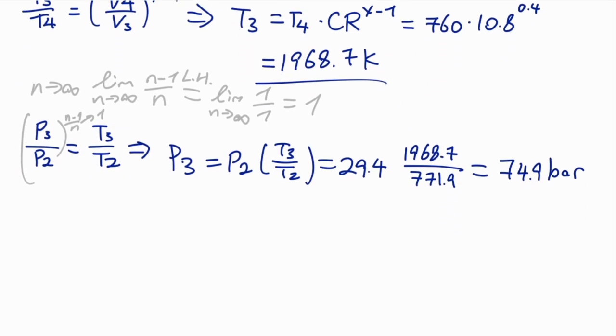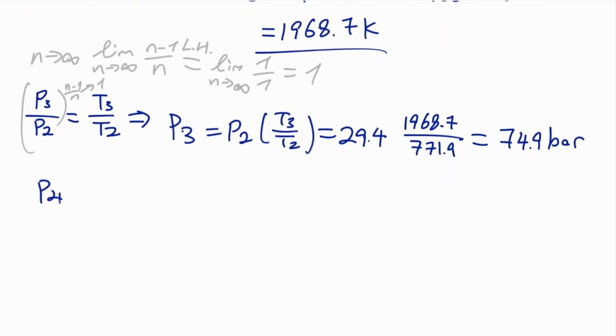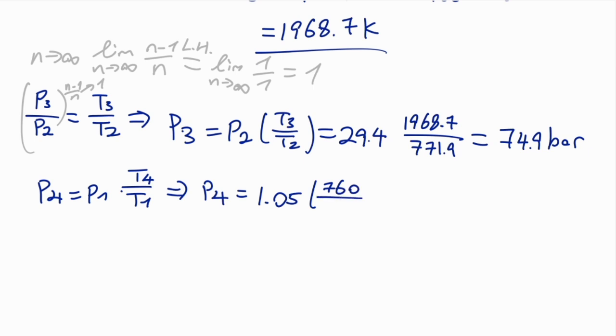Next up, let's go with P4. That's also our last term, right? So what else will we go for? P4 is equal to P1 times T4 over T1. So this is going with the isochoric route. P4 is equal to 1.05 times 760 divided by 298. This gives us 2.7 bars.